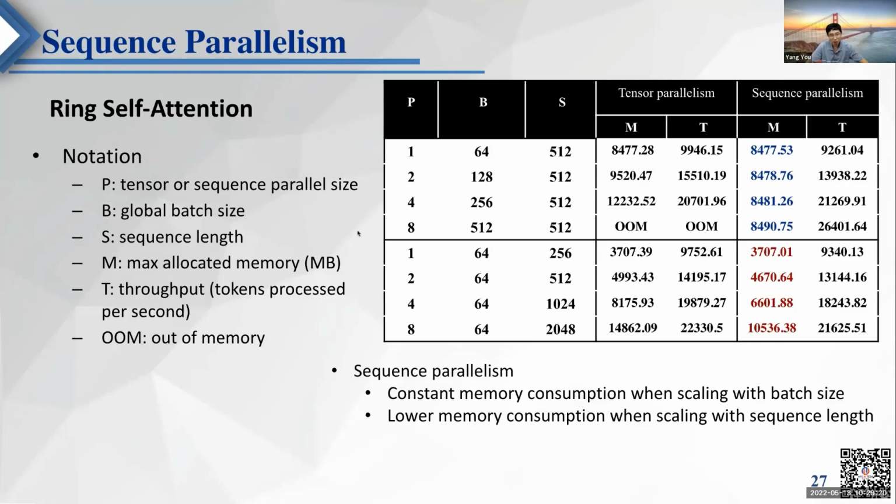Let me show you a table. Here, P is the tensor or sequence parallelism size, B is the batch size, S is the sequence length, M is the memory cost, and T is throughput, which means how many tokens we can process per second; higher is better. OM means out of memory. Let me give you an apple-to-apple comparison.